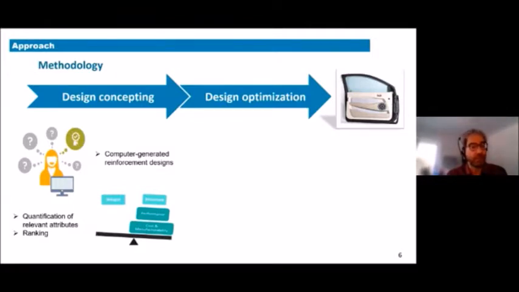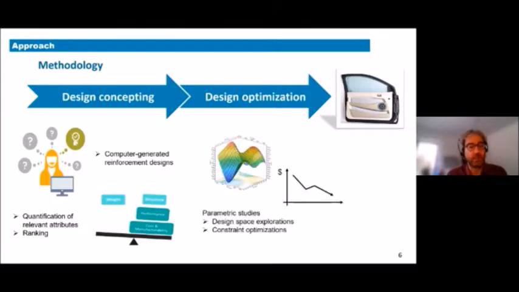And of course, then how to make sense of it, we need to quantify the attributes that are relevant. And we have ranking algorithms and other algorithms, so we have methods to very easily select the best concepts. And so we select a handful of concepts to go to the second stage of optimization. Here we explore the design space more in detail, and we will finally go to optimization with constraints.